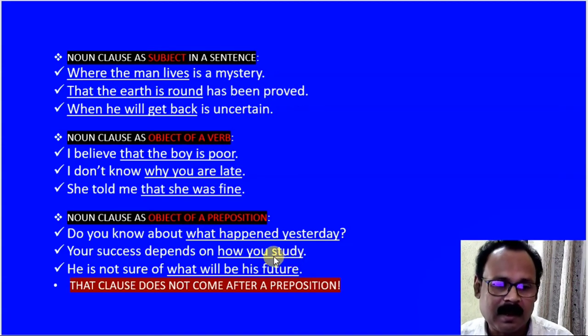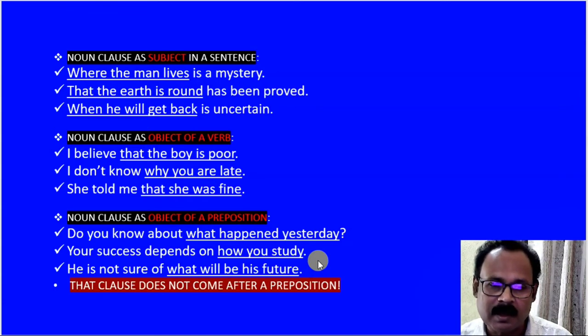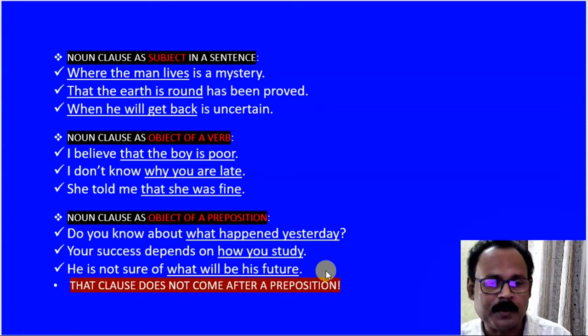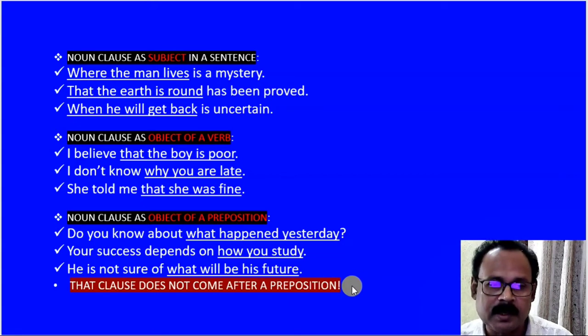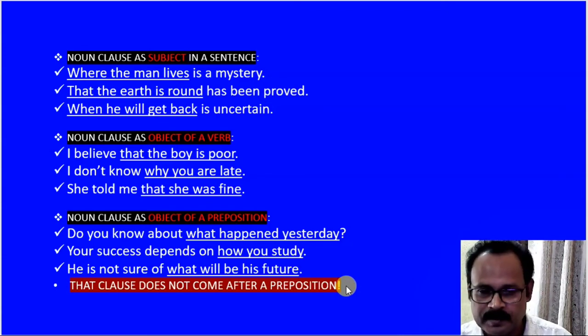In the last example, he is not sure of what will be his future. What will be his future? This is the noun clause, and what function does it do? It works as the object of the preposition of. And one more thing is to be noted here, that clause does not come after a preposition. Only a wh clause comes after a preposition, and we should keep this in mind. All right.